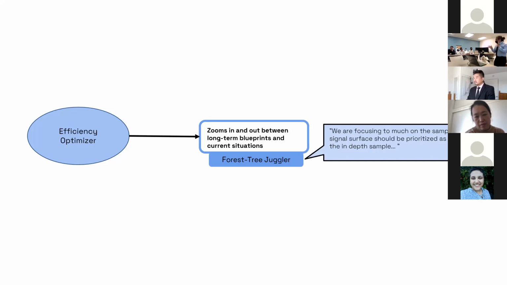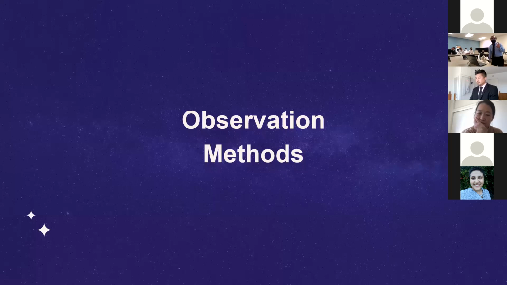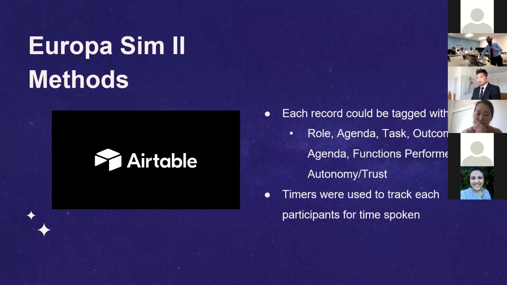So these are all the functions. Well, there's more, but these are a couple of examples of the functions that we were going to be looking for throughout the whole simulation. And now I will be going over how we did that. We used Airtable, and within the observation itself, the call, anytime we heard a notable quote, we would write that quote down and tag it with the role of the participant, the agenda.